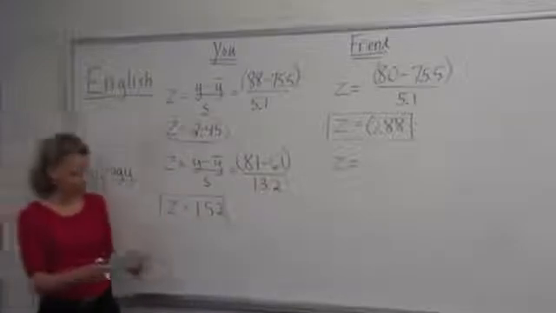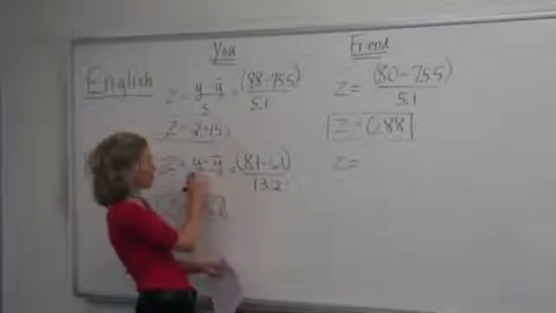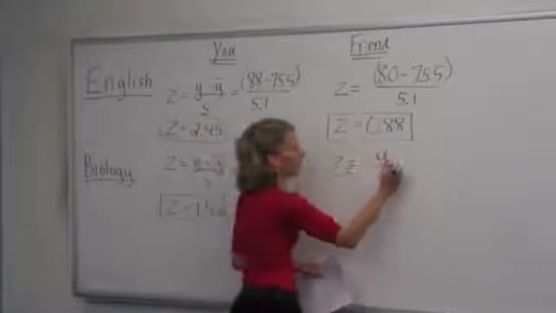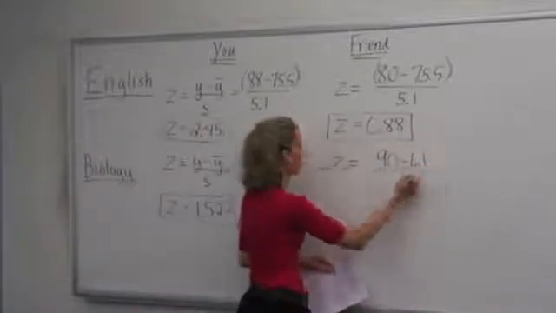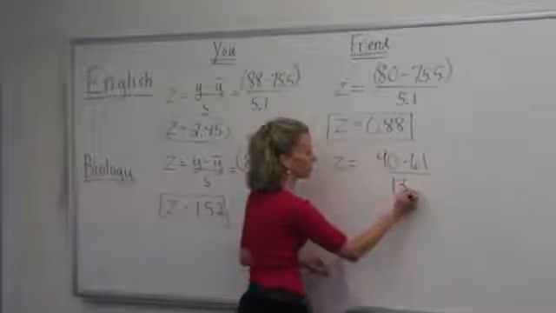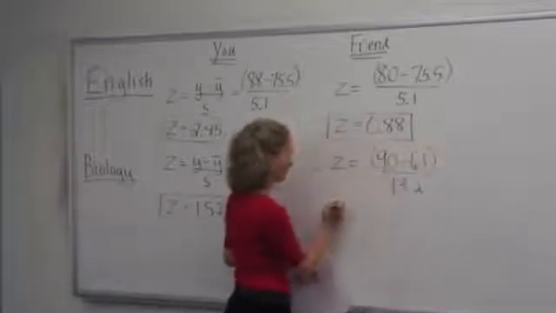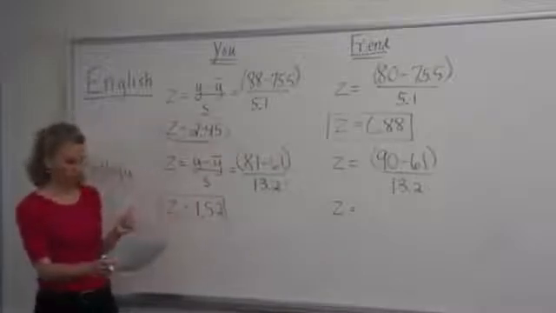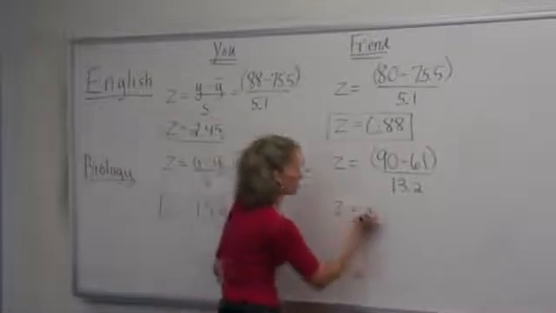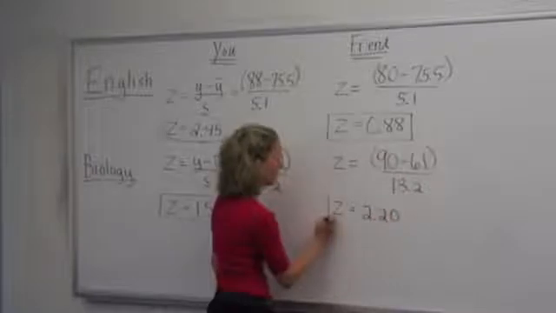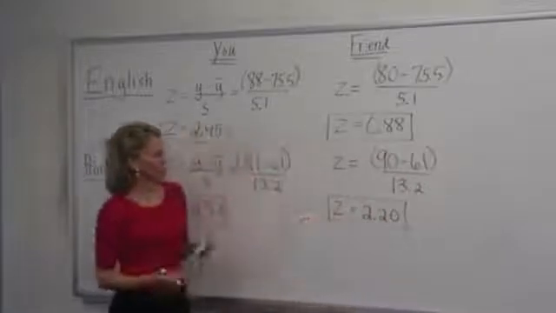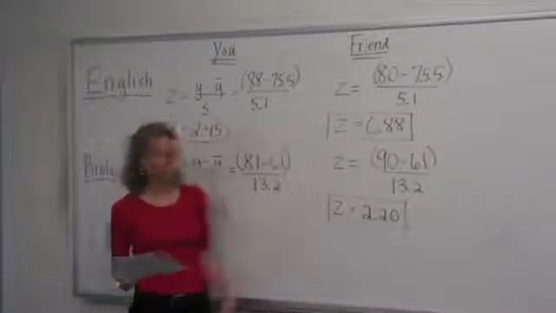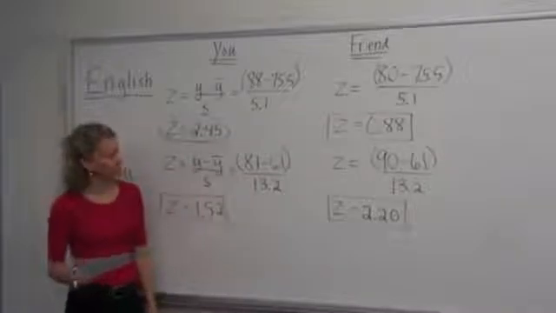Okay, how about your friend? Your friend's score was a 90. And again, the course average was 60. The standard deviation was 13.2. So your friend's definitely going to have a higher z-score here. Your friend has a z-score of 2.2. So his grade was 2.2 standard deviations above the mean.